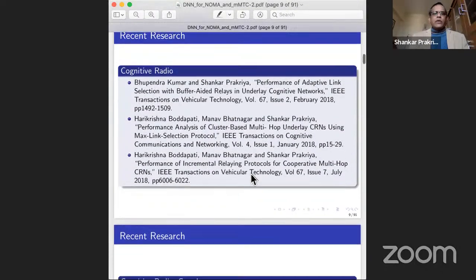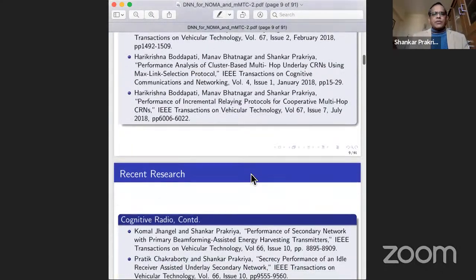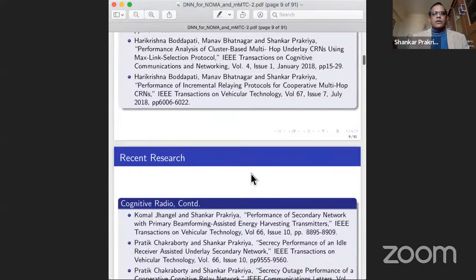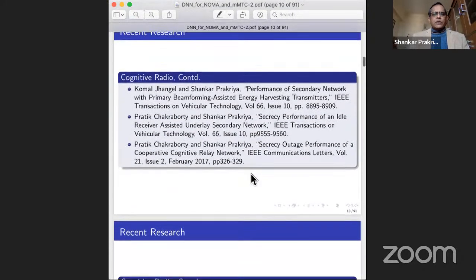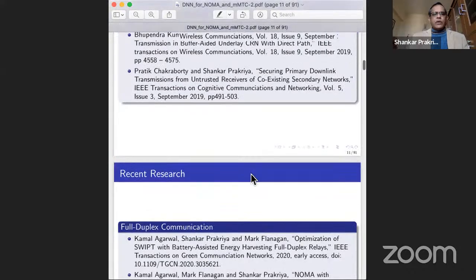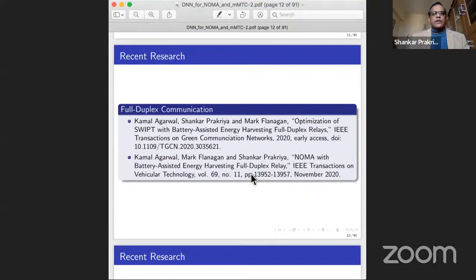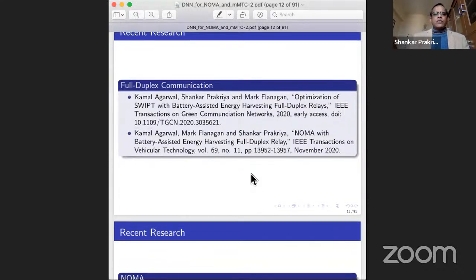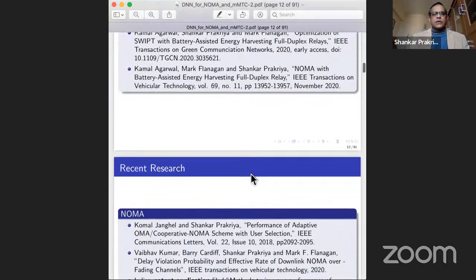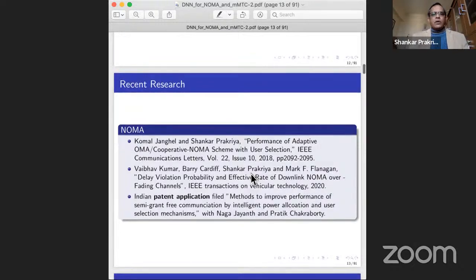And cognitive radio, I'd worked in the past in a Media Labs Asia project. All these have appeared in 2019, 2017, so on, cognitive radio. I also worked a little bit on full duplex communication with a research scholar. Also in context of non-orthogonal multiple access, you can see more recent work on non-orthogonal multiple access. I'll be discussing some of these. We proposed a user selection scheme which gives higher diversity. This appeared quite some time back, 2018.